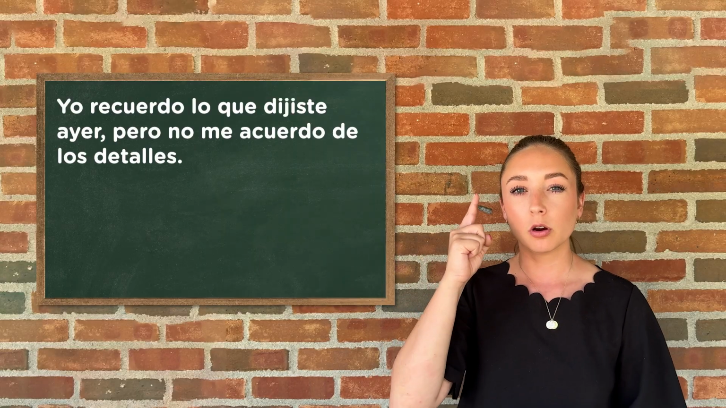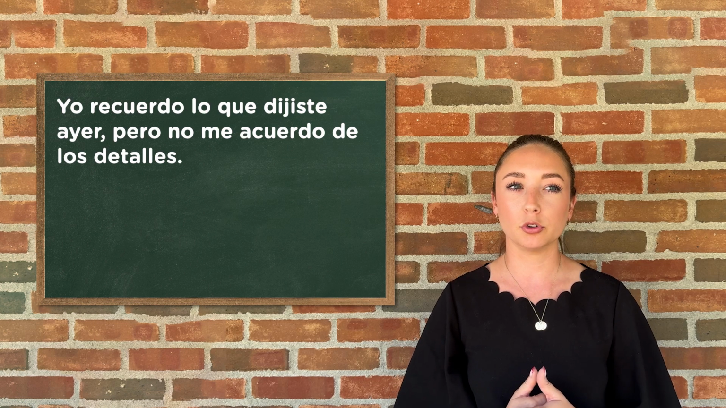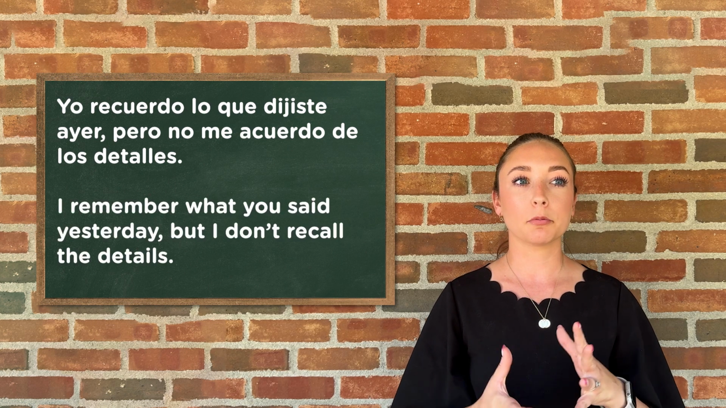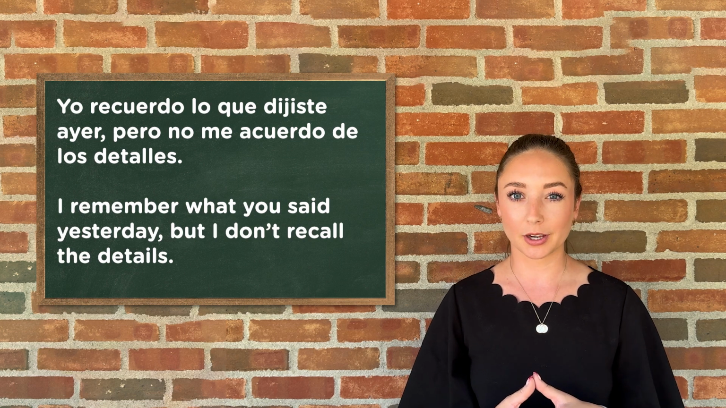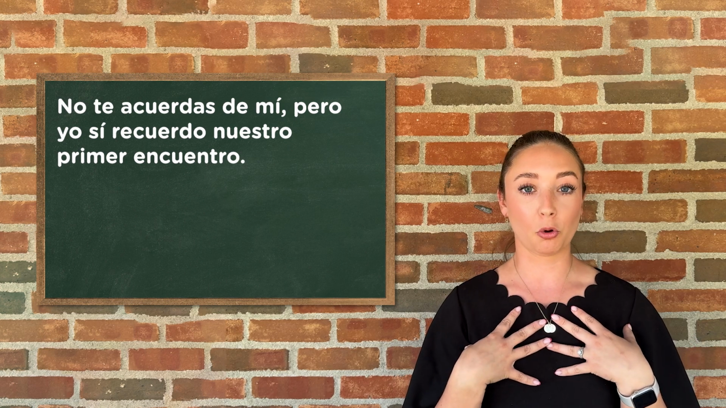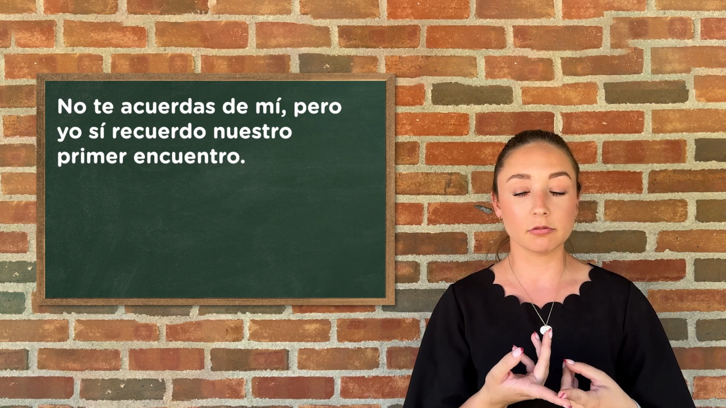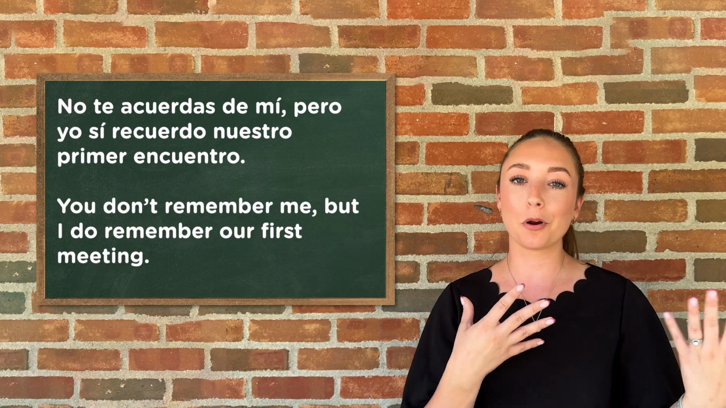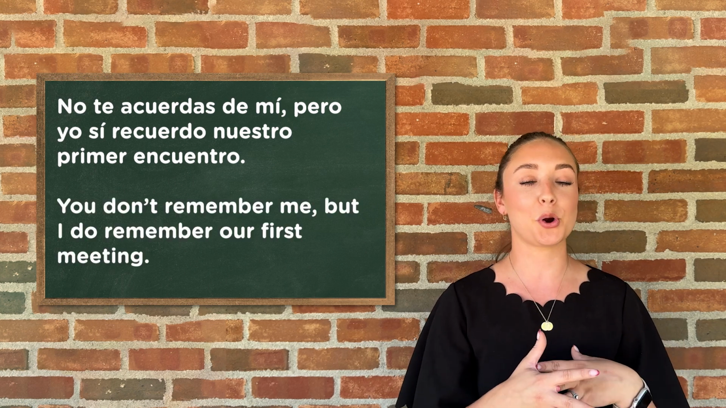Yo recuerdo lo que me dijiste ayer, pero no me acuerdo de los detalles. I remember what you told me yesterday, but I don't remember the details. Our next complex sentence structure. No te acuerdas de mí, pero yo sí recuerdo nuestro primer encuentro. You don't remember me, but I remember our first encounter.